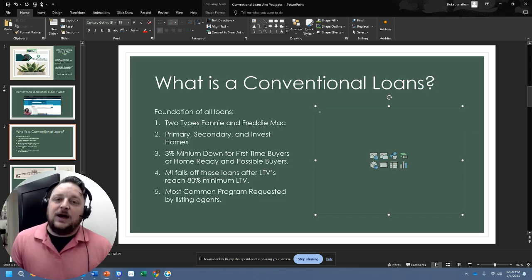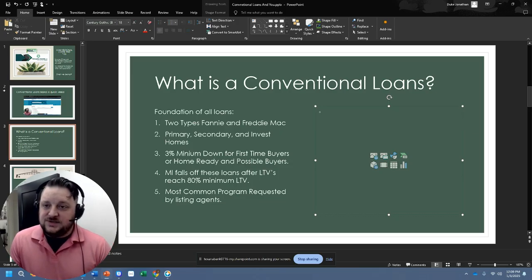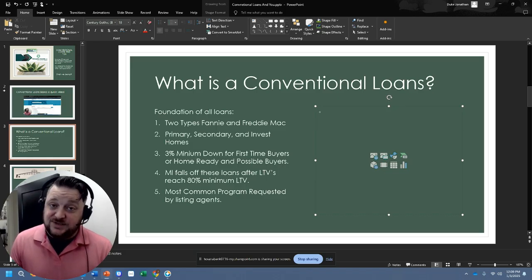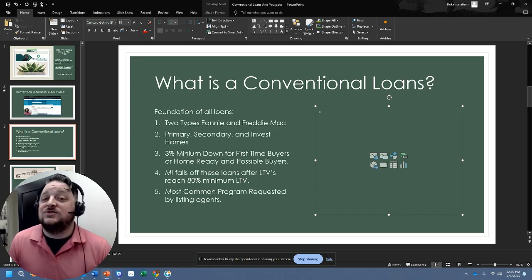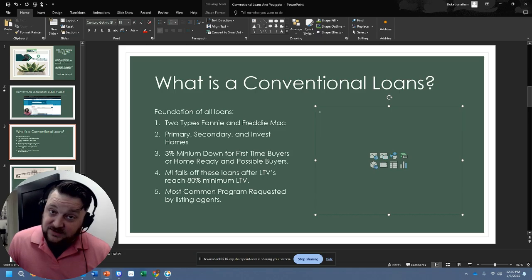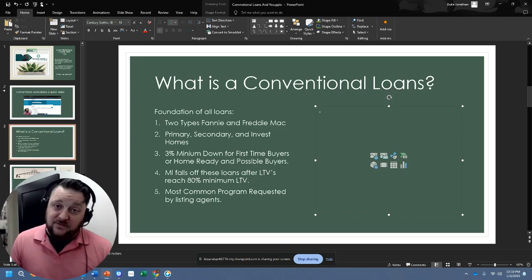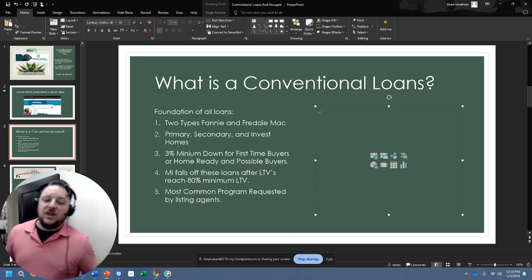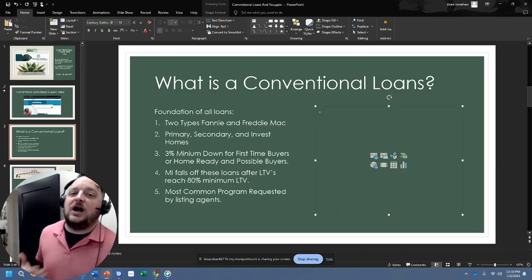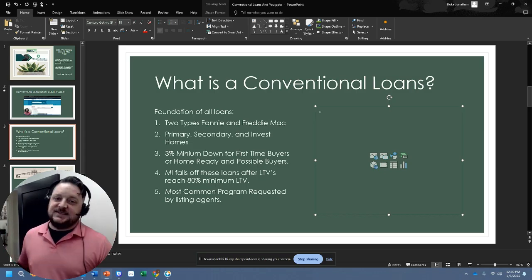So there are lots of options with MI with conventional loans, not to exclude the fact that it falls off automatically once you get to 78% LTV, or if you can prove with an appraisal that you're at 80%. With FHA, that mortgage insurance is usually there for a substantial amount of time, but always a minimum of 11 years, right? And finally, this is the most common loan being asked for by listing agents.